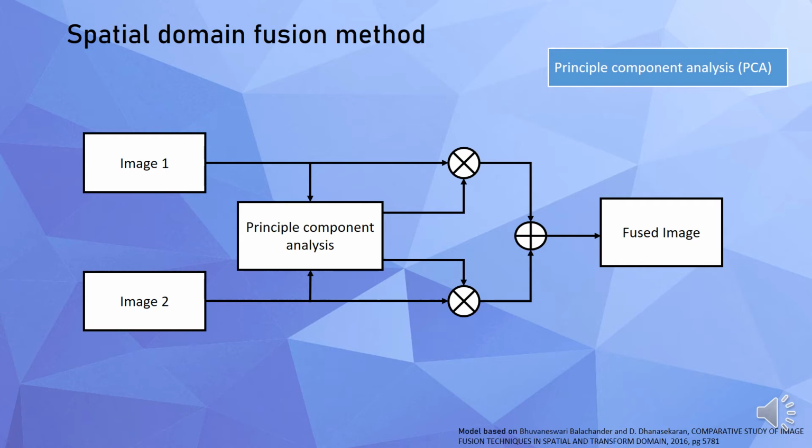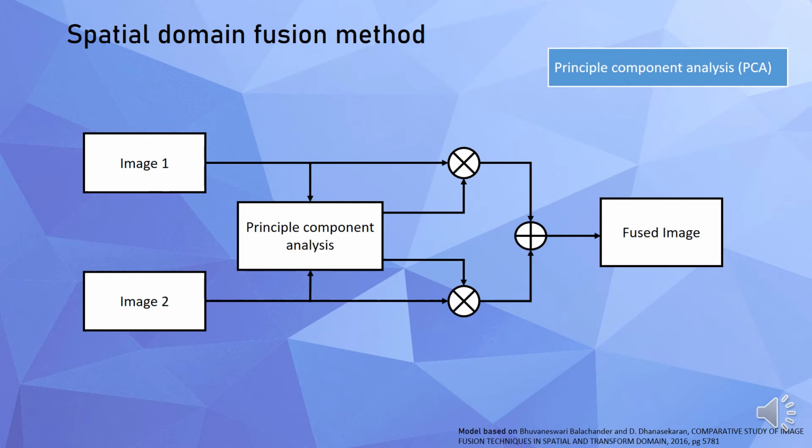We have two fusion methods, in the spatial domain and in the frequency domain. In the spatial domain, for example, we use PCA, principal component analysis, as shown in the diagram, where you have two images being decomposed into principal components, eigenvalues and eigenvectors, and then fused together to become a fused image.